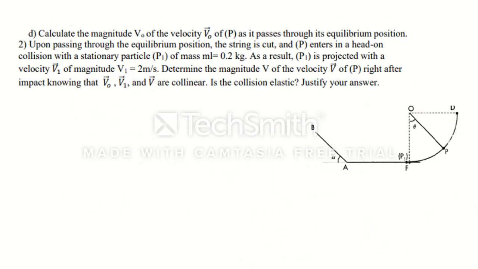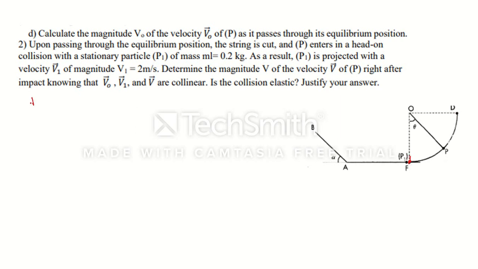Now, we continue to the next question. Calculate the magnitude V0 of the velocity as it passes through its equilibrium position. So now this pendulum reaches the equilibrium position here. Okay, so it passes from D to P until reaching this point. The question is to find the speed here at this point.